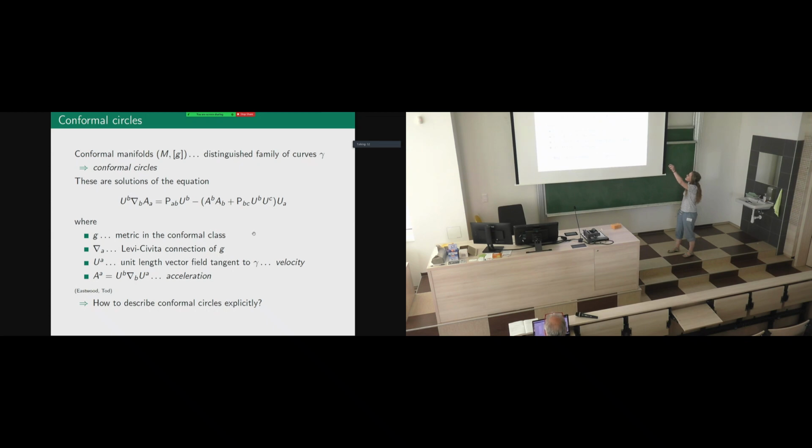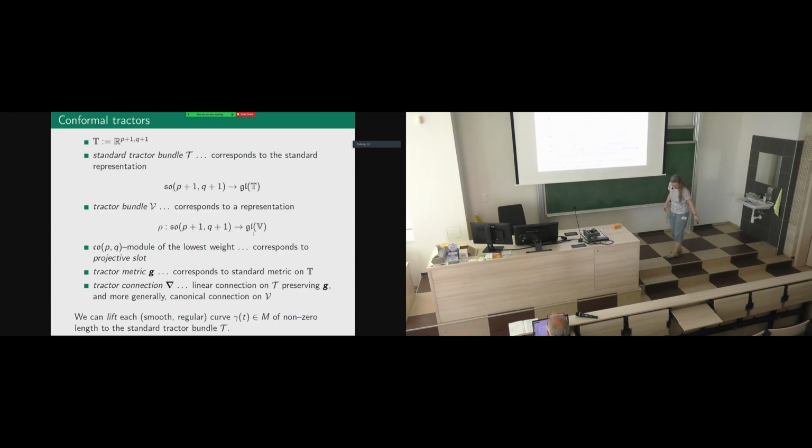The first observation about this equation is that it's nasty. It's pretty difficult to solve the equation directly, so people are trying to find different methods to describe conformal circles. So our question is how to describe conformal circles explicitly. And what I want to do is use tractor calculus, or tractor language. So I introduce some notation.